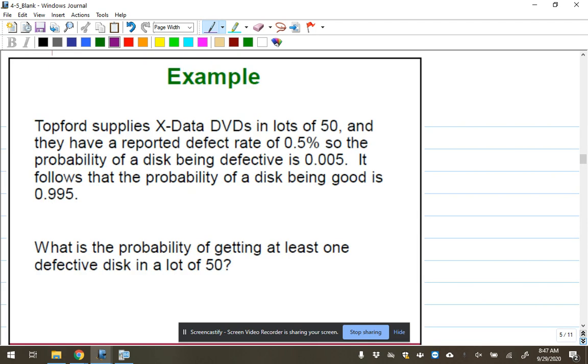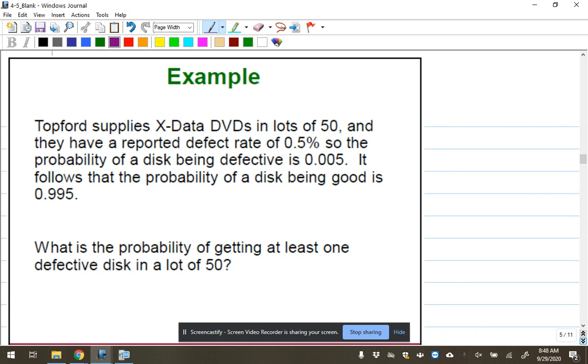Let's look at an example. Nobody buys DVDs anymore. We all stream on Netflix or Hulu or wherever. But Top Fruit Supplies X Data DVDs are in lots of 50, and they have reported a defect rate of 0.5%. Okay, so this is a manufacturing example here. We have a defect rate of 0.5%. That's less than 1% of the DVDs we make are bad.